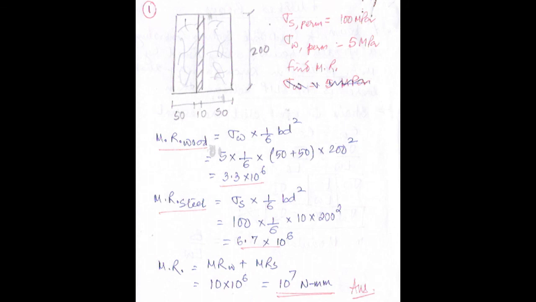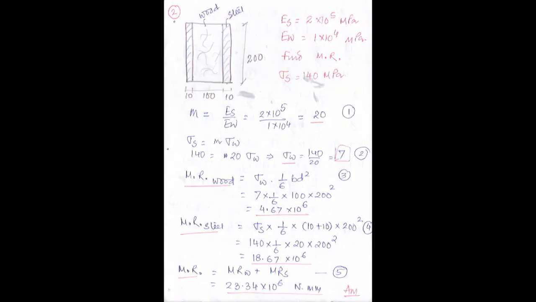So our question was, find the MR of the flitched beam. So what will be the MR? MR will be the sum of both these two values. So MR w plus MR s gives us 10 into 10 raised to 6. So we can write it also as 10 raised to 7, and the unit is Newton millimeter. Please remember, as moment of resistance is the bending moment value, the answer will be in Newton millimeter.